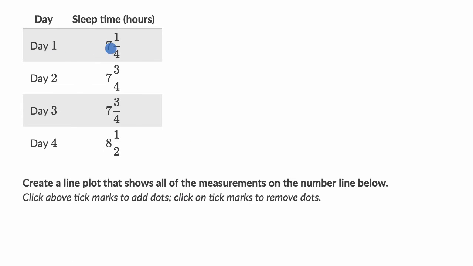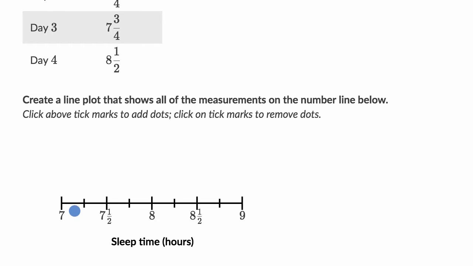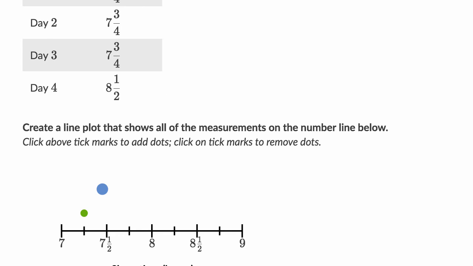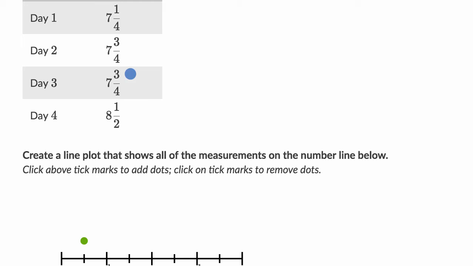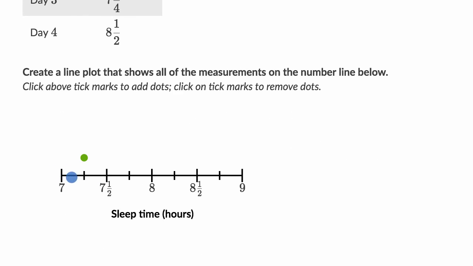So let's see. Day 1, you slept 7 1/4 hours. So that's one day where you slept 7 1/4. So 7 1/4 is right between 7 and 7 1/2. So that's right over there. There you go. On day 2, you slept 7 3/4 hours. So that's 1/4, 2/4, 3/4.